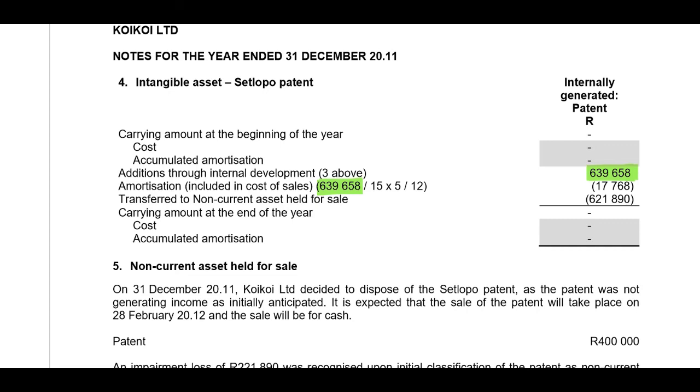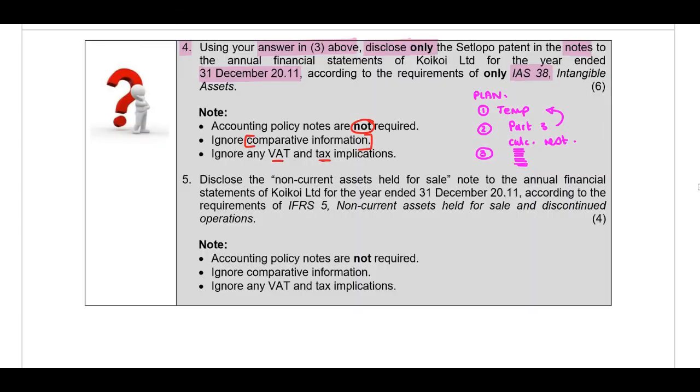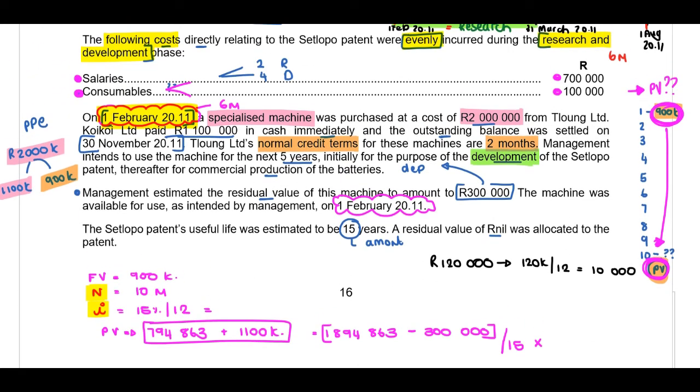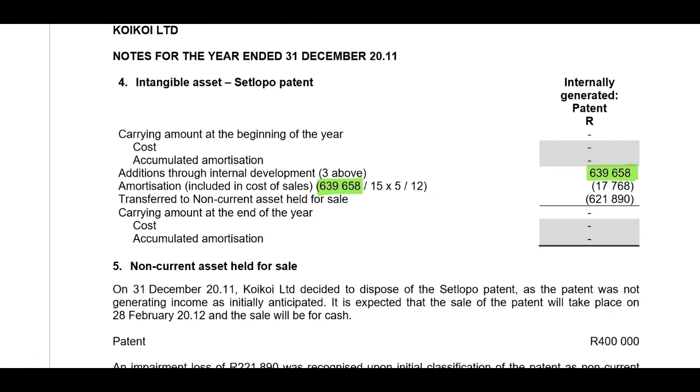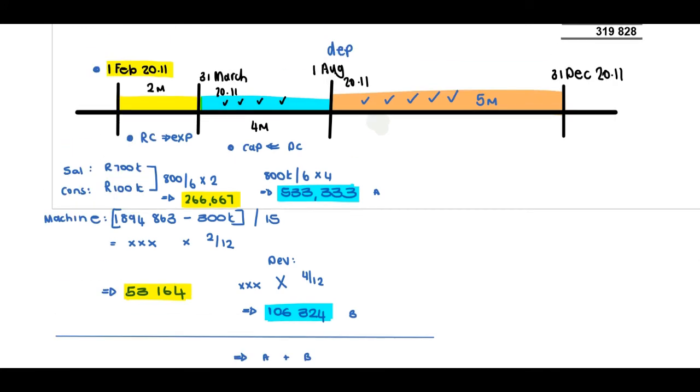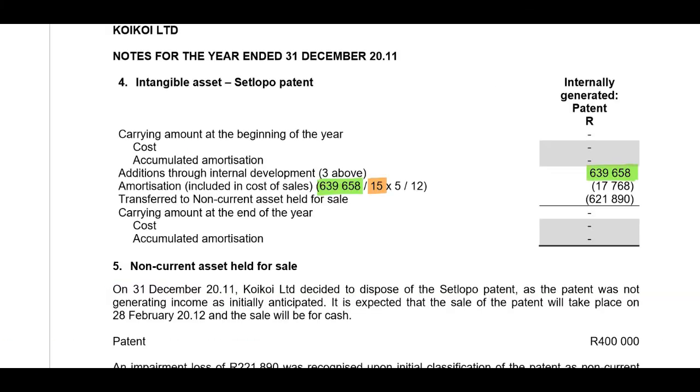They have indicated to us that the useful life of the internally generated asset is 15 years. Look at the last sentence: patent useful life 15 years, 0 residual value. Therefore, if you look at this, divide this by the 15 years, and you will remember we've identified at the top the orange. We will have to depreciate this for a 5-month period. Therefore, we have our cost minus 0 residual value divided by 15 years over 5/12.